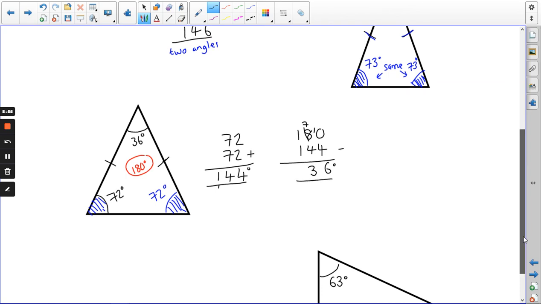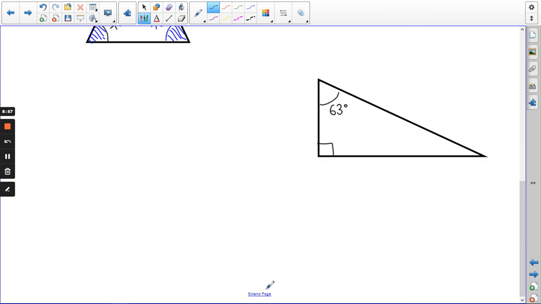Okay, and the last one on the triangles then. So remember, this is a right angle triangle. And it looks like we only know one of the angles, but we don't. We know two of the angles because we know that a little square is 90 degrees.